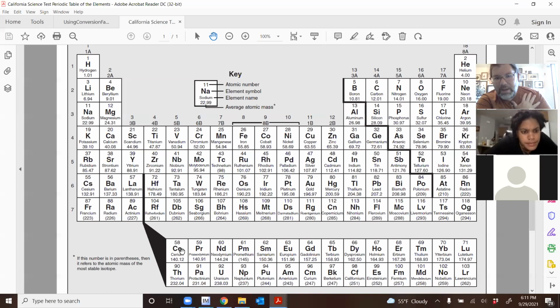So we call these two rows, not groups, these are horizontal rows, we call those the rare earth elements because most of them are pretty uncommon on Earth. Now, one place that it's important for us to think about rare earth elements is with the current design of the batteries that we use for electric cars.